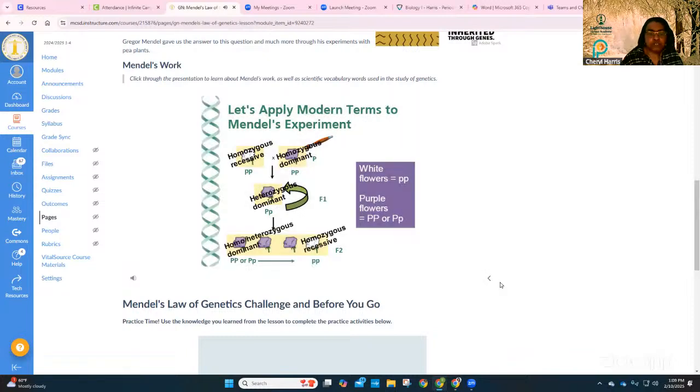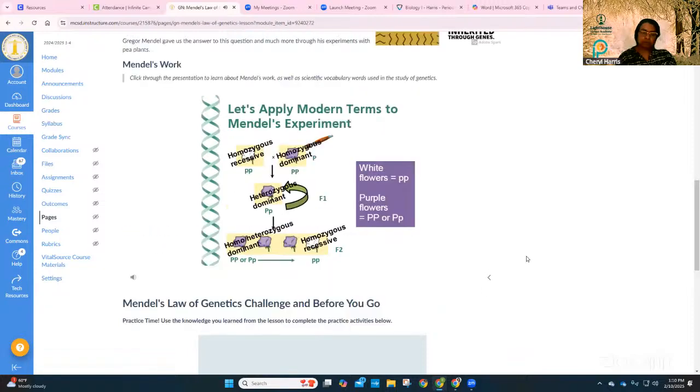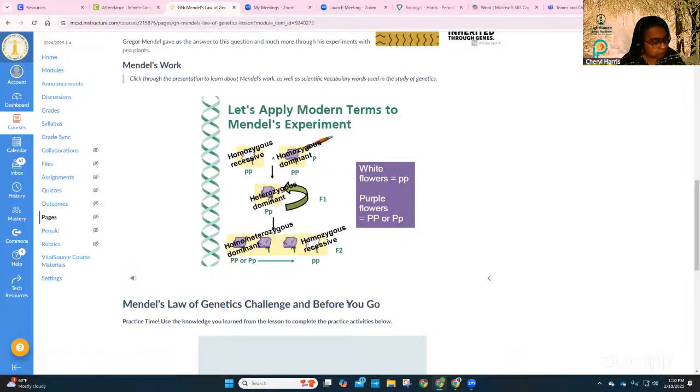In the F2 generation, the white phenotype reappears. Therefore, it must have the small p genotype, or homozygous recessive. The other purple flowers will either be homozygous dominant or heterozygous. This means that they'll either be big P big P or big P little p. In either case, at least one big letter must be present in order to show that dominant purple characteristic. All right, so this is the answer to one of the questions as well.